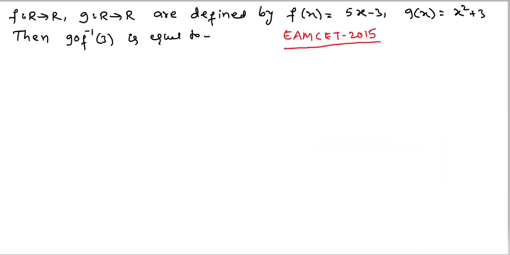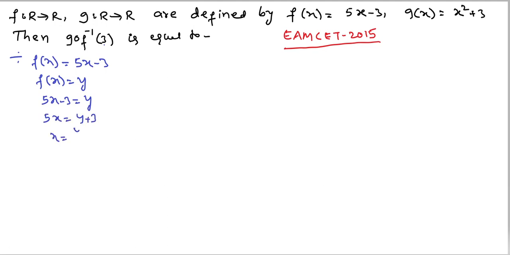If f maps R to R, g maps R to R are defined by f of x is equal to 5x minus 3, g of x is equal to x square plus 3, then g circle f inverse of 3 is equal to dash. Here the given function is f of x is equal to 5x minus 3. First we find the inverse of this function. f of x is equal to y. 5x minus 3 is equal to y. 5x is equal to y plus 3, x is equal to (y plus 3) by 5.